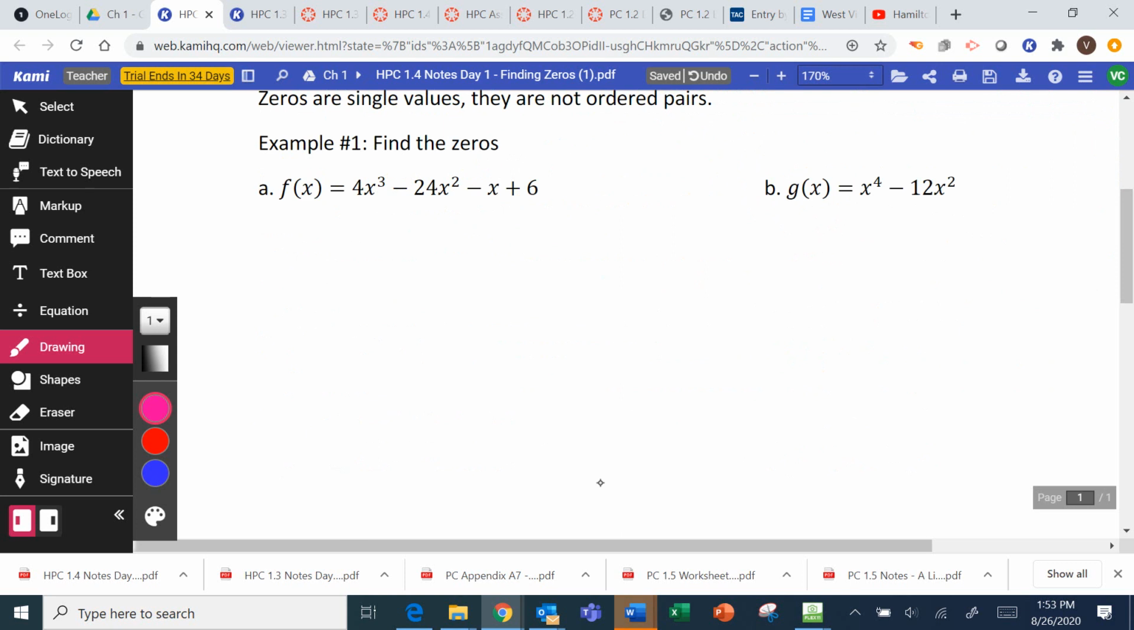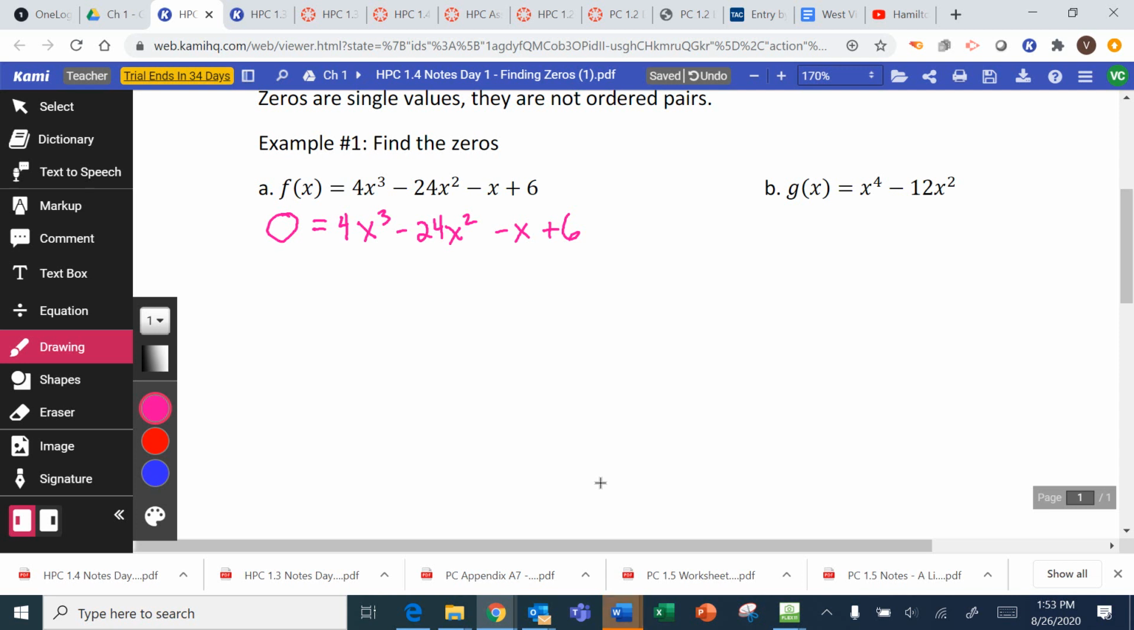So the very first question, f of x equals 4x cubed minus 24x squared minus x plus 6. To find the zeros, I'm going to just go ahead and say, well, if this was 0 over here, what would make that happen? Do you remember anything about how to solve equations like this, Christopher? What do you remember? You said factor out? Yeah.